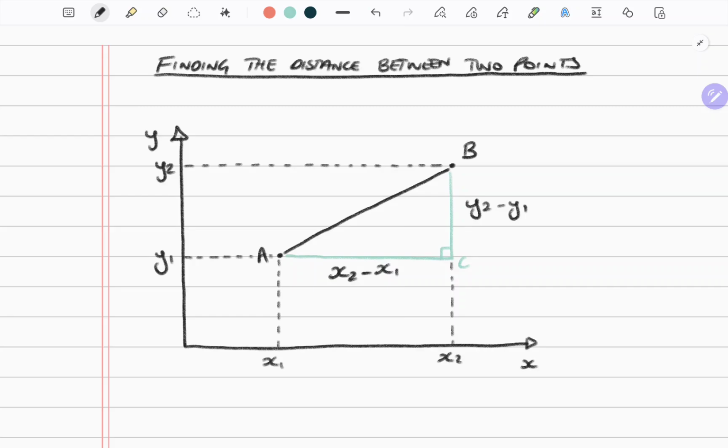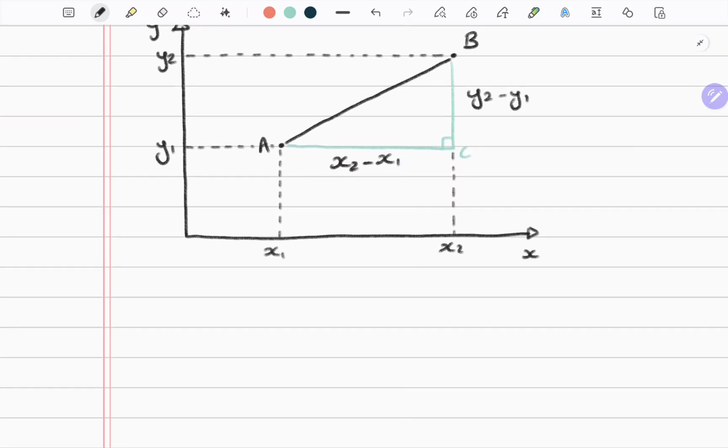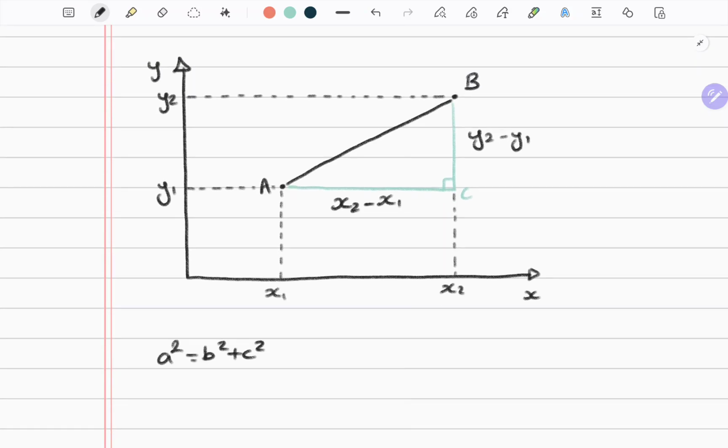Quite simply, because I've now got a right triangle, I can use Pythagoras theorem. So A squared equals B squared plus C squared, to be able to determine the length of that A to B. So we can label this as A and B and C.